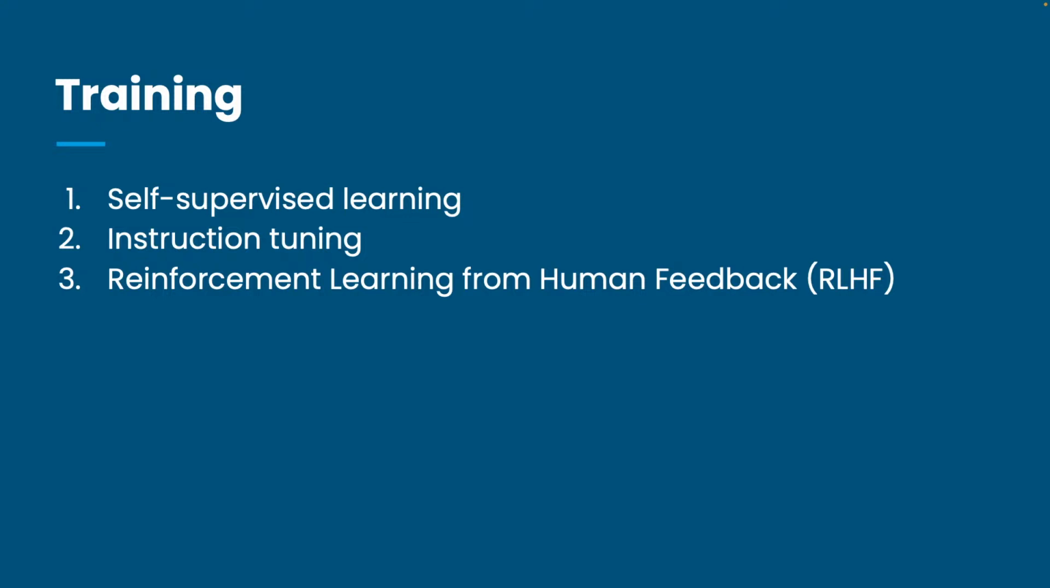Now, these large language models are actually pretty complicated, and they're trained in multiple stages. The first stage is called self-supervised learning. The second is called instruction tuning. And the final stage is called reinforcement learning from human feedback, also abbreviated as RLHF.